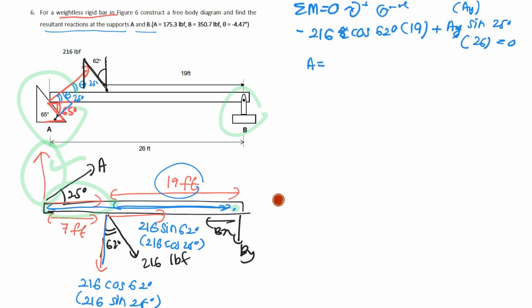Okay, 216 cos 62 times 19 divided by 26 sine 25. So you're going to get 175.3. My A going to get positive, right? So 175.3 pound force. Make sure that you write the units. Don't forget the units. Okay.